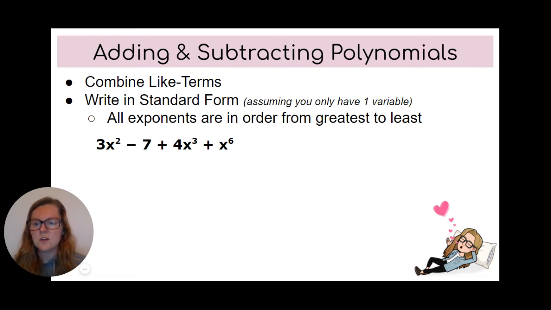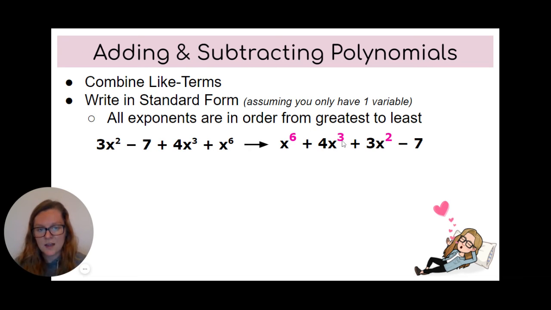So here's an example. Notice we have an x squared, we have a constant, we have an x cubed, and an x to the 6th power. We want to take the biggest exponent power, so that would be x to the 6th, that goes first, and then go down from there. So x to the 6th, then the x cubed, then the x squared, then the constant. So that is going to be in standard form.